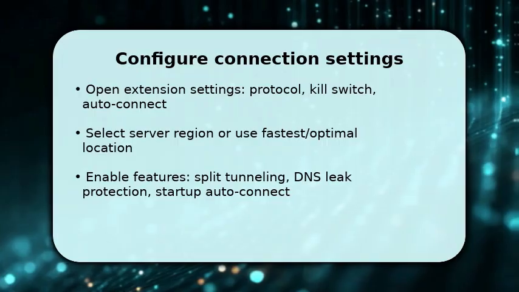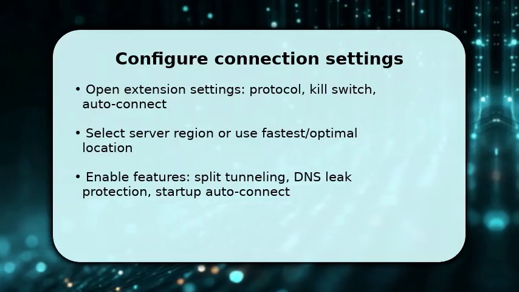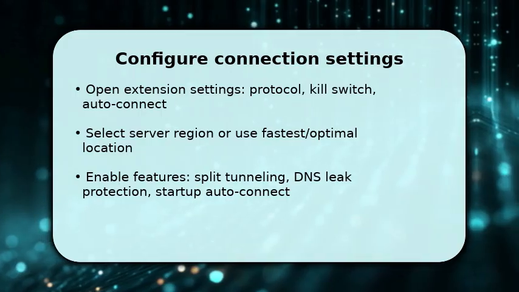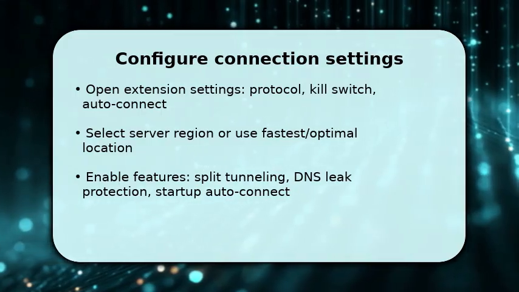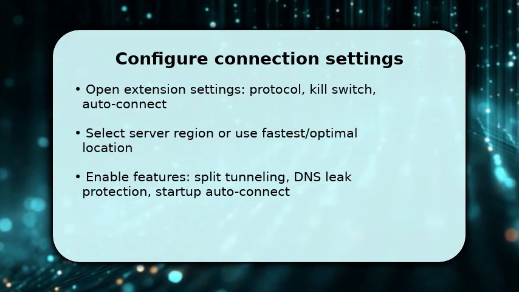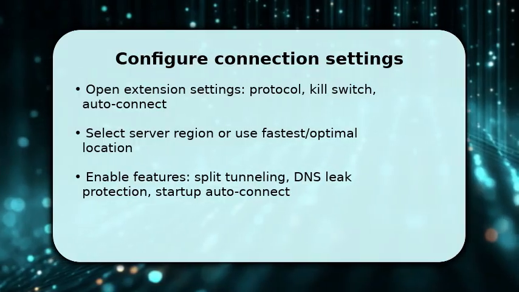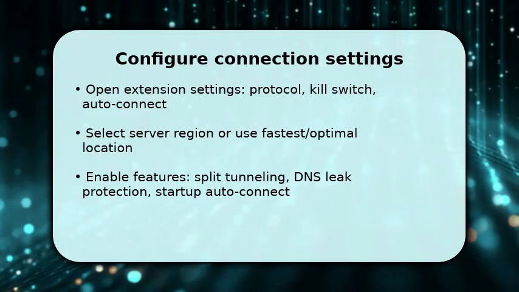Once the extension is installed, open its settings to configure how it connects and protects you. Set the protocol for a balance of speed and security. Use OpenVPN or WireGuard for strong encryption. Enable the kill switch and DNS leak protection so your traffic never exposes your real IP if the VPN drops.